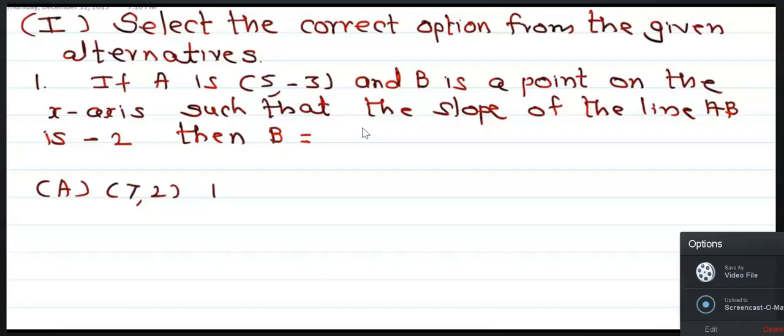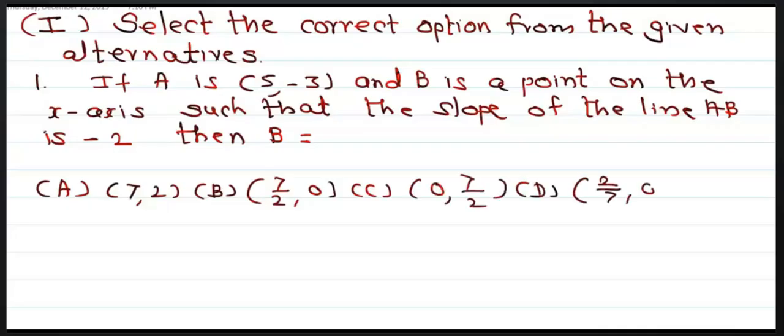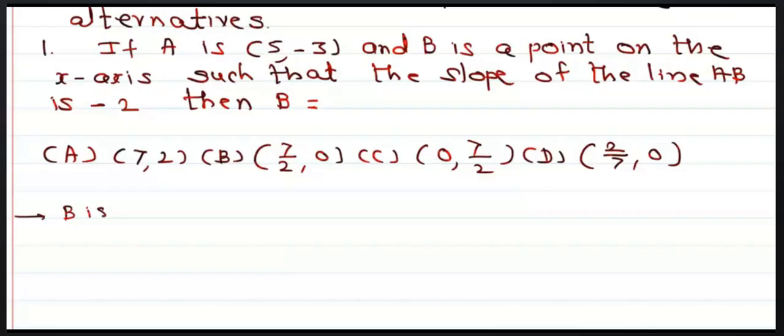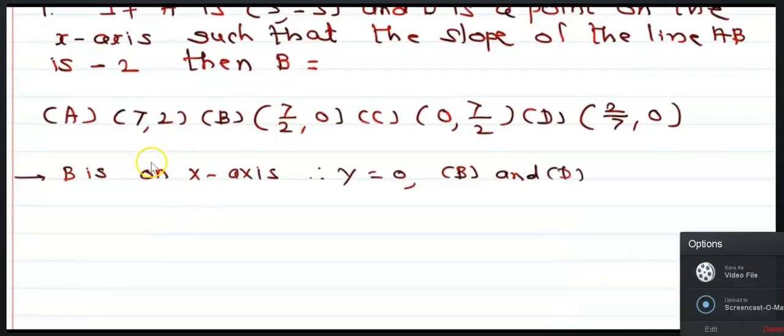Then how to find out the slope? That is the difference of y-coordinate upon difference of x-coordinate. Now, see this. These are the options. B is on the x-axis. B हा x-axis वरती आहे. म्हणून y कसा असणार आहे त्याच्यातला 0 असणार. मग याच्यातले कुठले आन्सर्स आपल्याला मिळू शकतात?